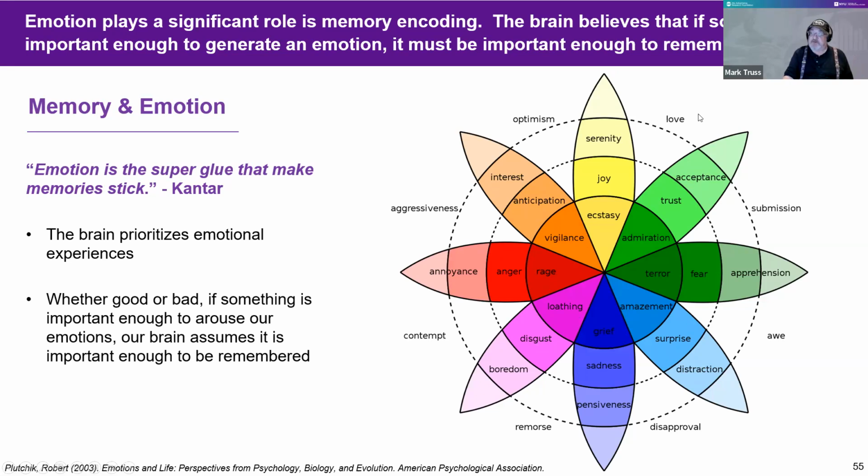And then it also looks at what happens when you put 2 of these together. So admiration and ecstasy is love. Ecstasy and vigilance is optimism. Just an interesting way to think about emotions and what are the emotions we are trying to measure in research.